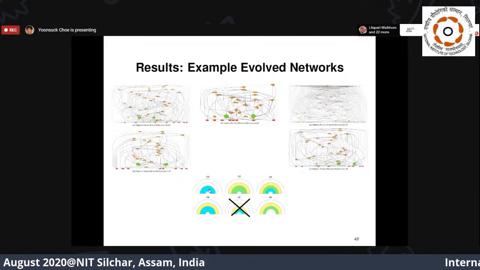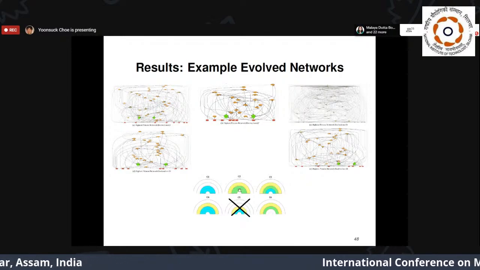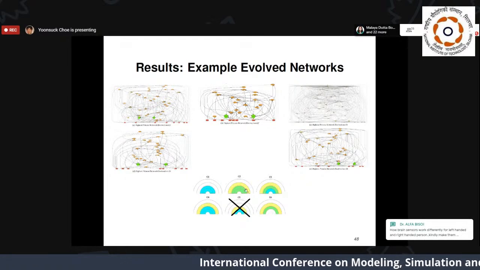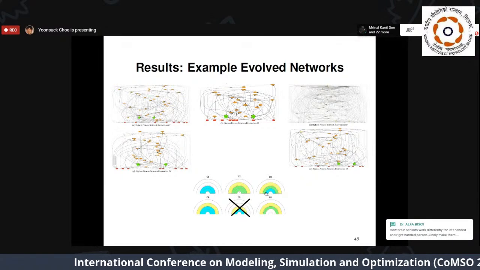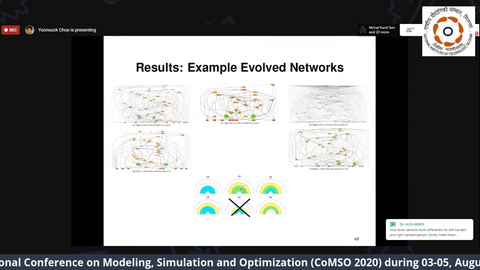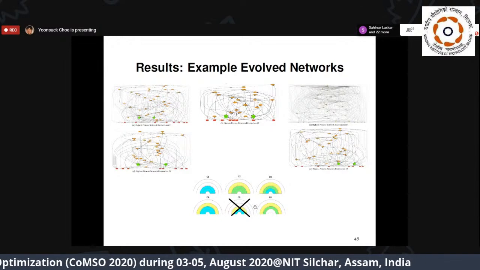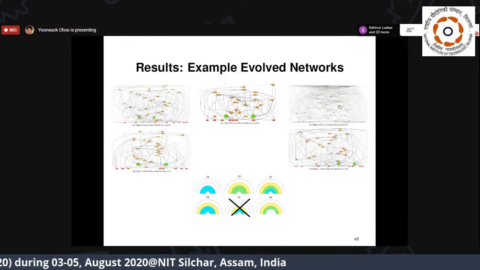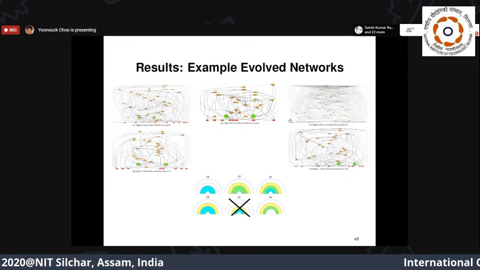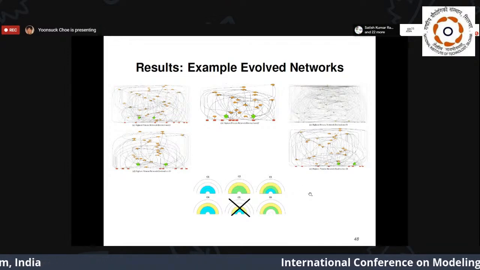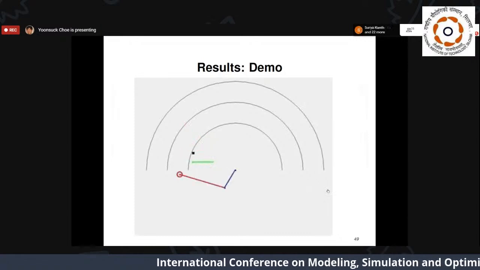For example, where do you place the first tool and the second tool? Like first tool placement and second tool placement. And can it be totally overlapping, or can it be staggered or exclusive? Depending on these, you get various different topologies that evolve, and also different performance. But let me just show you the demo.